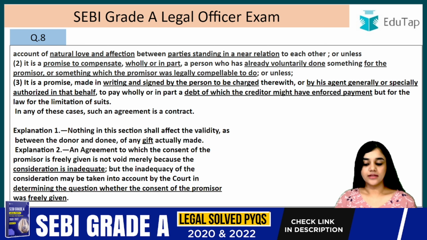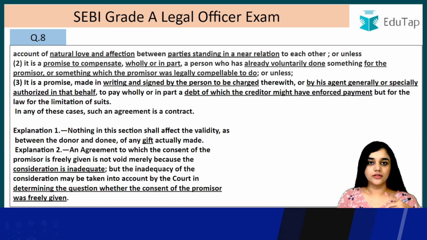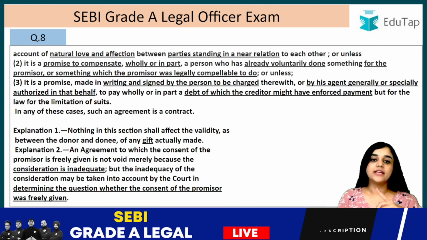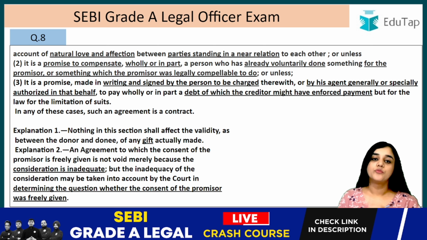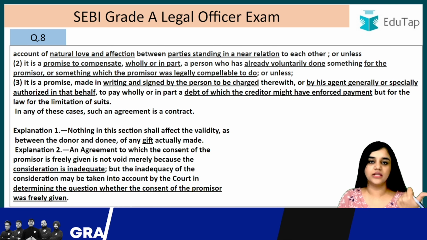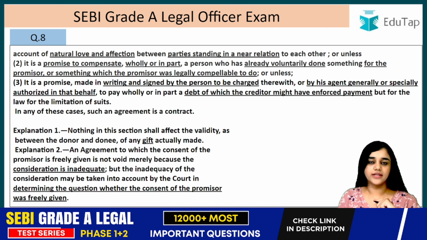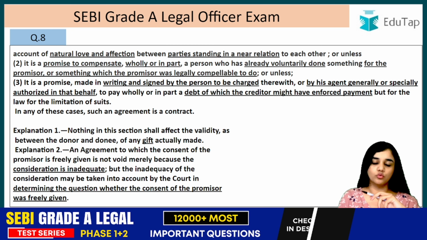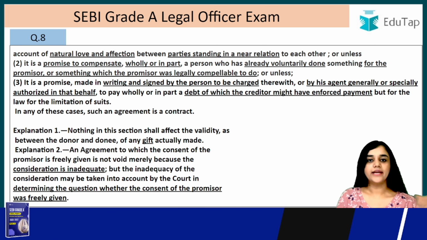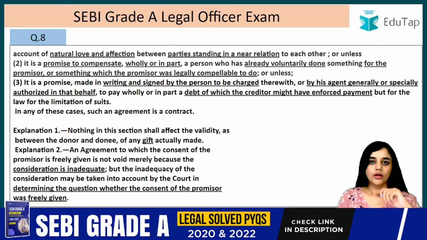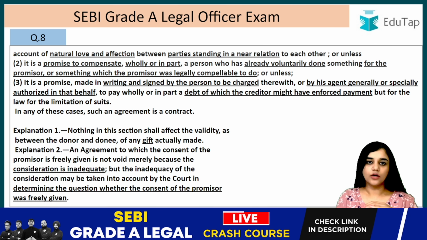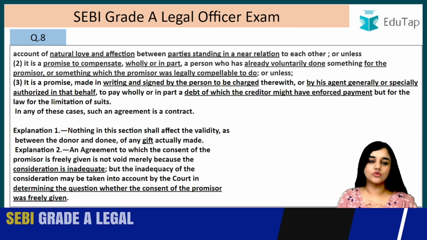So what does this mean? It means that this promise has been made to compensate wholly or in part for something which the promisee has voluntarily done, or has done something because the promisor was legally bound to. Let's understand this with an example. Suppose that A has a house in India but he was in the UK, and B is a neighbor of A. On a particular day, A's house was set on fire. So B saw this and saves A's house. He calls for the fire brigade and he saves it in any way possible.